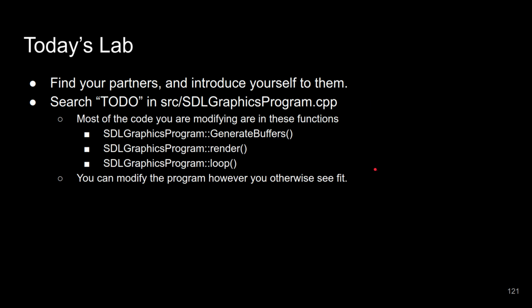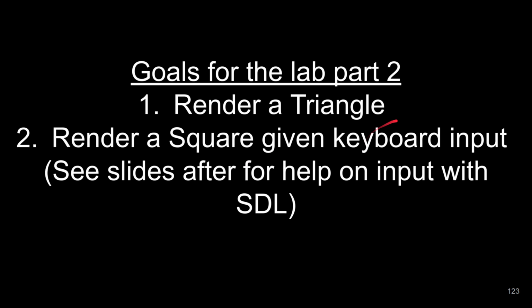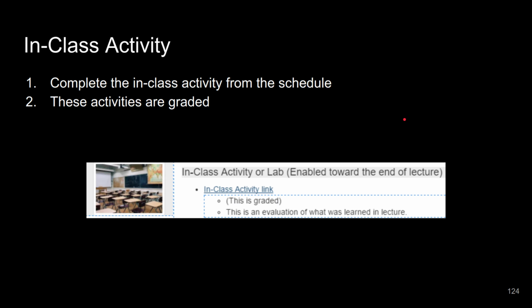The second part of the lab is going to be figuring out how to use that buffer, and there'll be some little to-do marks for how to properly draw a rectangle. Based on what button the user presses, it'll draw either part of that triangle or the full rectangle. It'll draw either the first few indices or all of the indices. Again, you'll have docs.gl if you need help, as always. So that's the second part of your lab 2, and then of course you have an in-class activity with that.